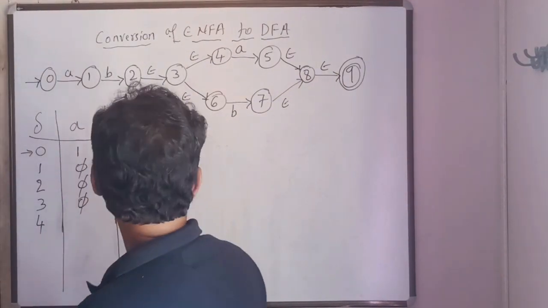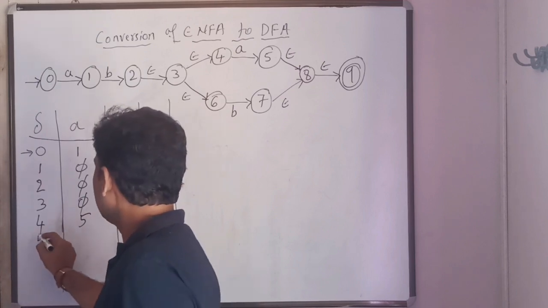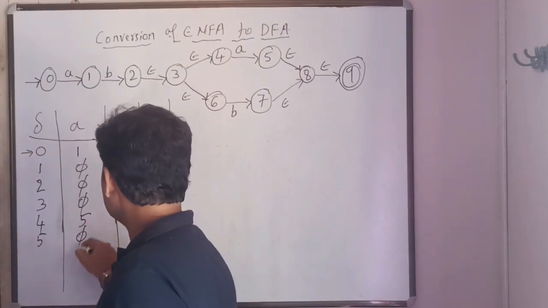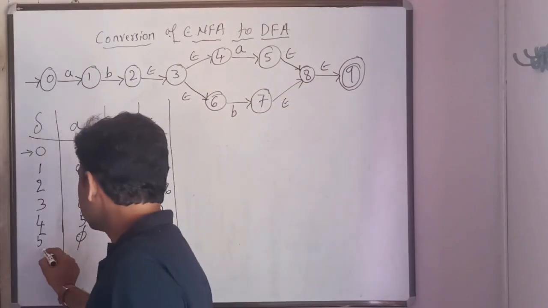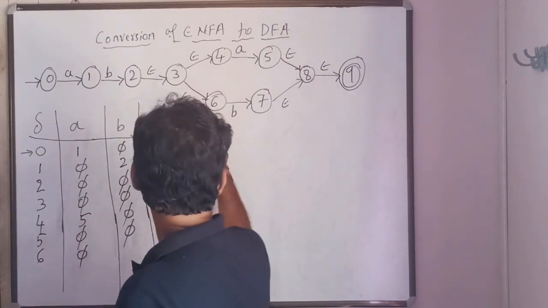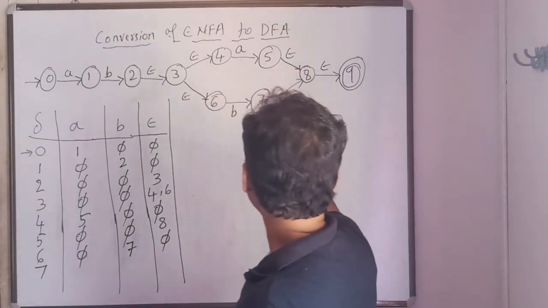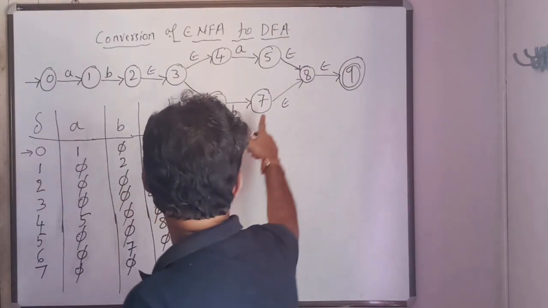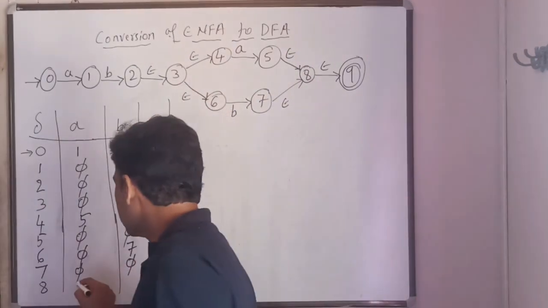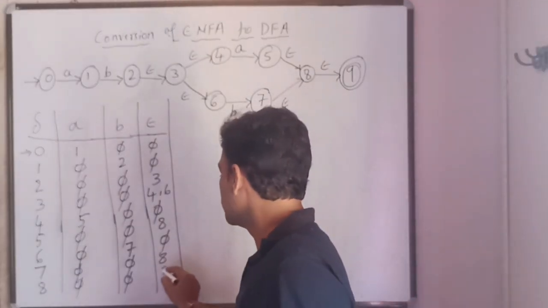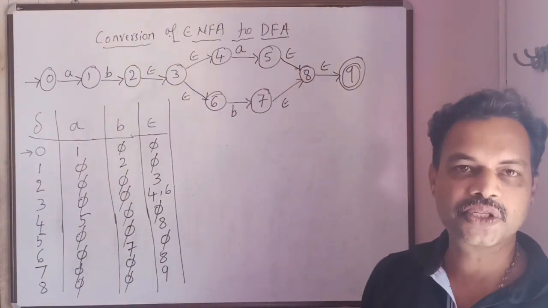Then we have state 4, 4 on A is 5, 4 on B we don't have, 4 on epsilon also we don't have. Then we have 5, 5 on A we don't have anything, so it will be null, null. 5 on epsilon is 8. Next 6 on A is null, 6 on B is 7. 6 on epsilon we don't have anything. Then 7 on A nothing, on B also nothing, on epsilon it is 8. Then we have state number 8, 8 on A nothing, also on B nothing, 8 on epsilon goes to 9, and from 9 we don't have any transitions. So this is our transition table with respect to the given Epsilon NFA.